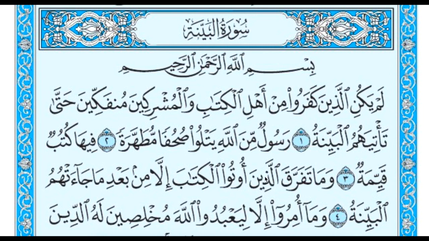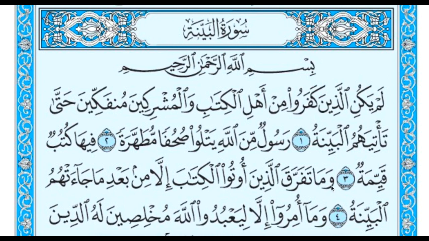فيها كتب قيمة. فيها: fa, ya, ha, alif. كتب: kaf, ta, ba. قيمة: qaf, ya, mim, ta marbuta. Containing true scriptures, or lofty scriptures, or scriptures containing principles. You can translate the phrase كتب قيمة any of those ways.